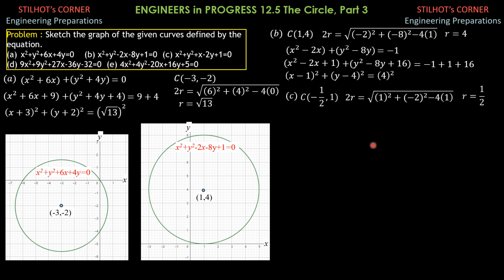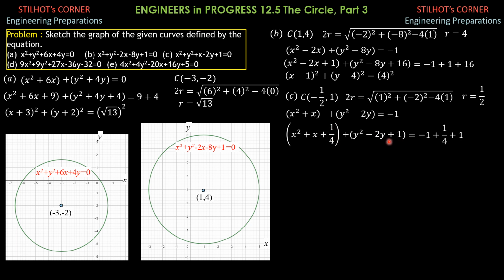By the traditional way, complete the square in x. x squared plus x, then plus quantity y squared minus 2y equals negative 1. So this is x squared plus 1/2 of 1 quantity squared is 1/4. So x squared plus x plus 1/4. 1/2 of negative 2 is negative 1, and negative 1 squared is 1. So plus y squared minus 2y plus 1 equals negative 1 plus 1/4 plus 1.